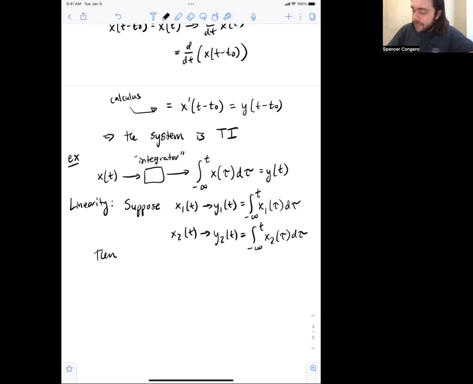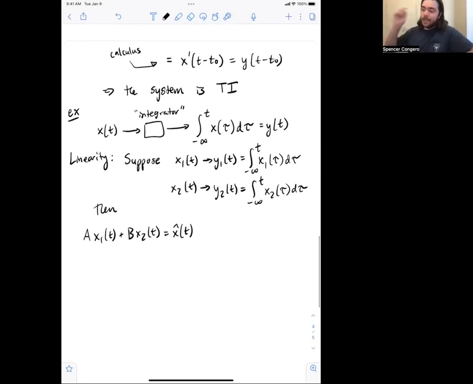Then what do I need to do? I need to look at an arbitrary linear combination of x1 and x2. And again, I'm going to call this some new function, just so I don't confuse myself. Okay, it's so nice and simple when you call it some new function, because now I just hat everything. I see exactly what I need to do. The output here is just going to be the integral from negative infinity to t of x hat of tau d tau.